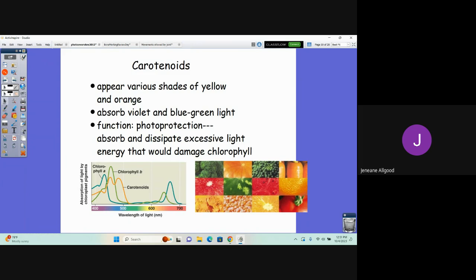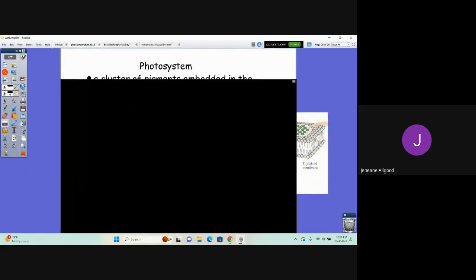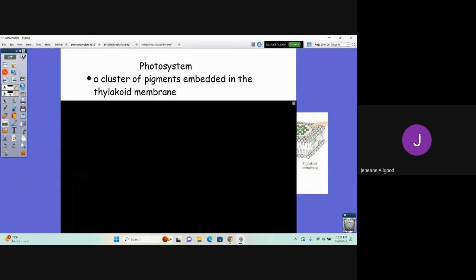So three main pigments are chlorophyll A, chlorophyll B, and carotenoids. In your lab tomorrow, if we do that plant chromatography lab, we'll have xanthophylls, anthocyanins, stuff like that. We'll talk about additional pigments. All right, so where would these pigments be found? Well, a collection of pigments is called a photosystem. And these photosystems are going to be embedded or stuck in the thylakoid membrane of the chloroplast.